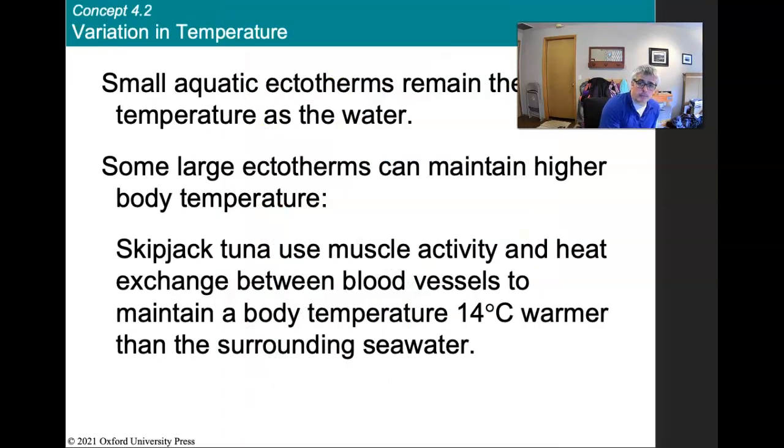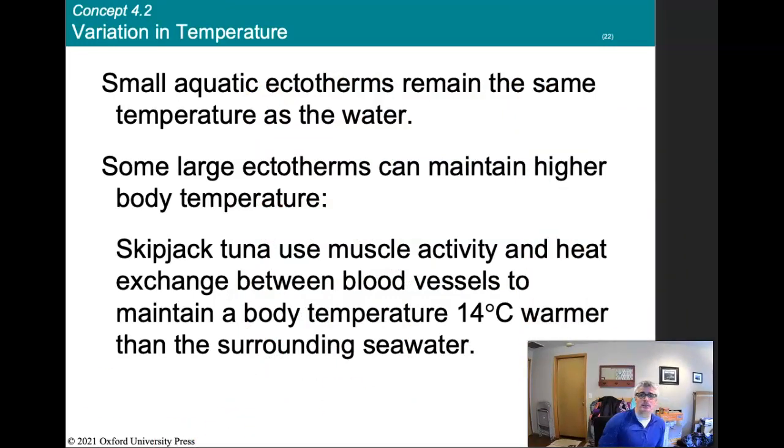And then for small aquatic ectotherms, they remain the same temperature as the water. Some large ectotherms can maintain a higher body temperature. So what that's saying is if you're a small fish or insect and the water is 10 degrees C, you're going to be 10 degrees C. But some large fish, particularly tuna, have the ability to use muscular heat and the way that they circulate their blood. They can maintain body temperatures that are up to 14 degrees Celsius warmer than the surrounding seawater.